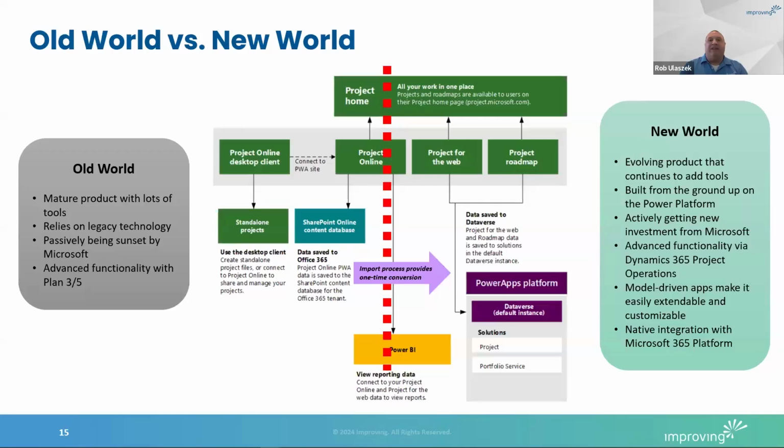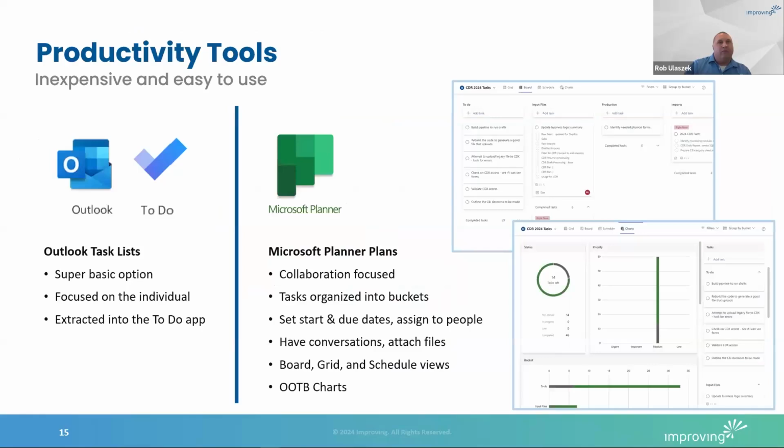So P4W is definitely a lower intensity solution to DPO, but there's still a need for handling even simpler project management needs. While they may not be sophisticated, these tools are inexpensive, most included with your 365 licensing, and super easy to use. They come in two main flavors.